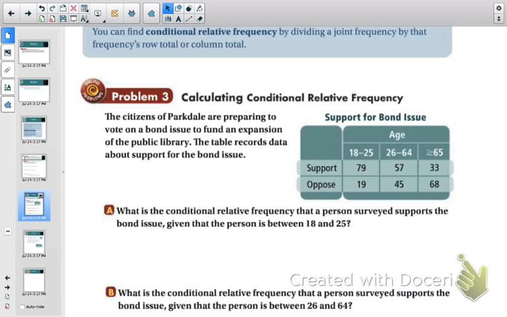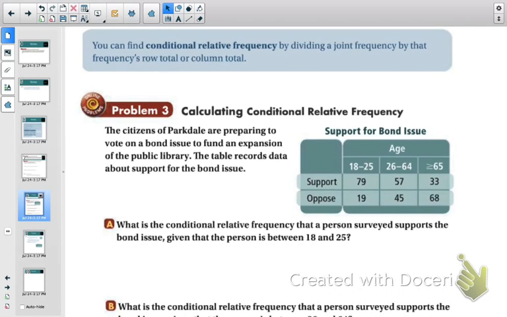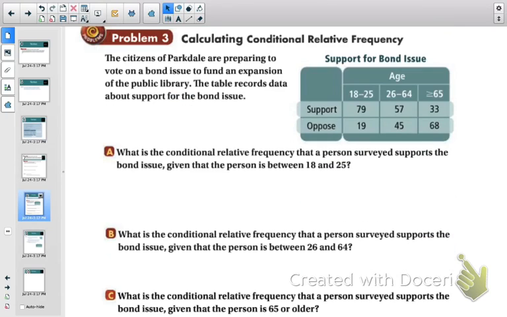Okay, now we're going to talk about conditional relative frequency. You get this by dividing the joint frequency by the marginal frequency, basically. So the joint frequency by that row's total or the column total. This one's not quite finished because we're missing some totals in this section, so we better calculate those first before we continue.